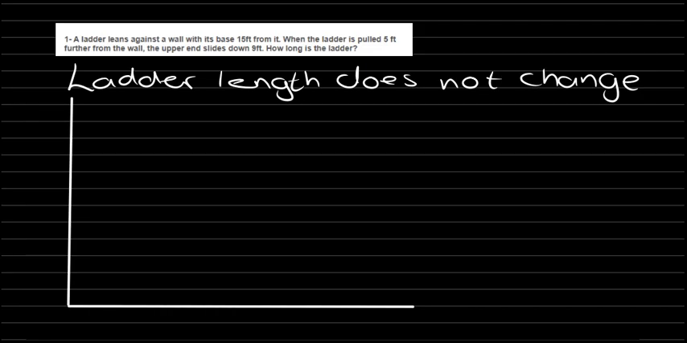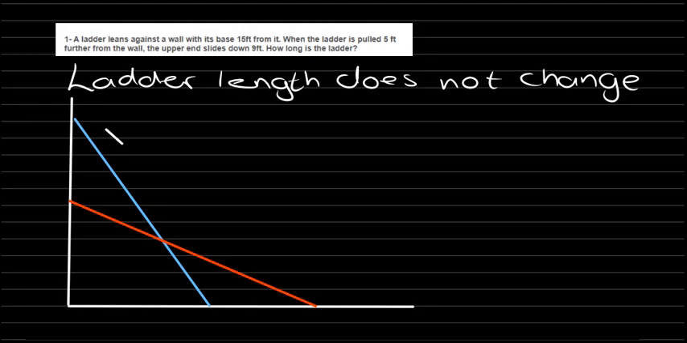So if we look into our problem, we see that we've got a wall here and a floor here, and then we've got our ladder chilling something like this. This is the first position, and then they say that the ladder is pulled out 5 feet further, and then it's in that position.